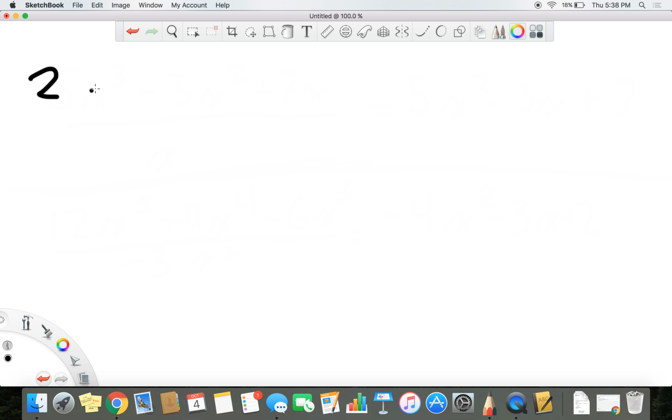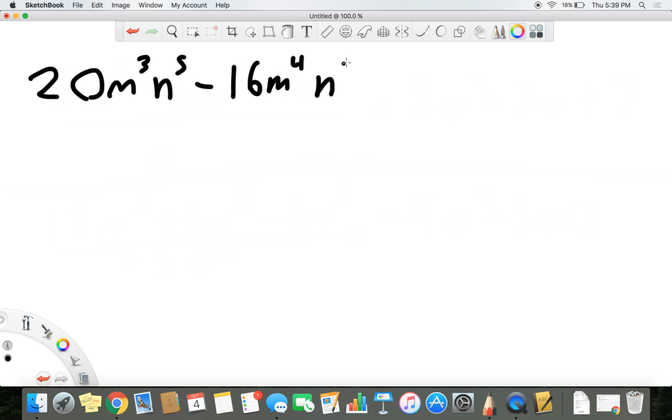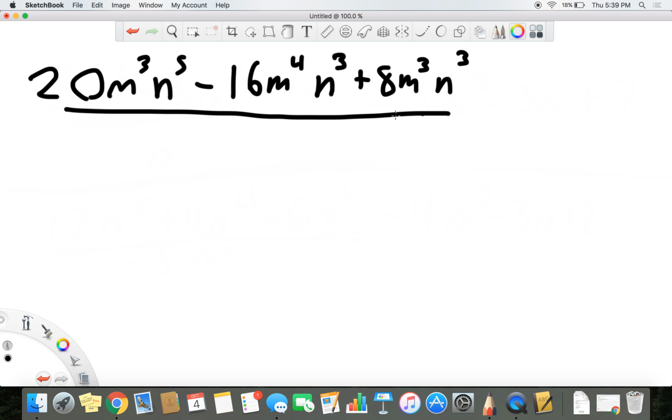So let's try another one. 20m to the power 3 n to the power 5 minus 16m to the power 4 times n cubed plus 8m cubed n cubed divided by 4m squared n squared. Well, let's start with the first value.